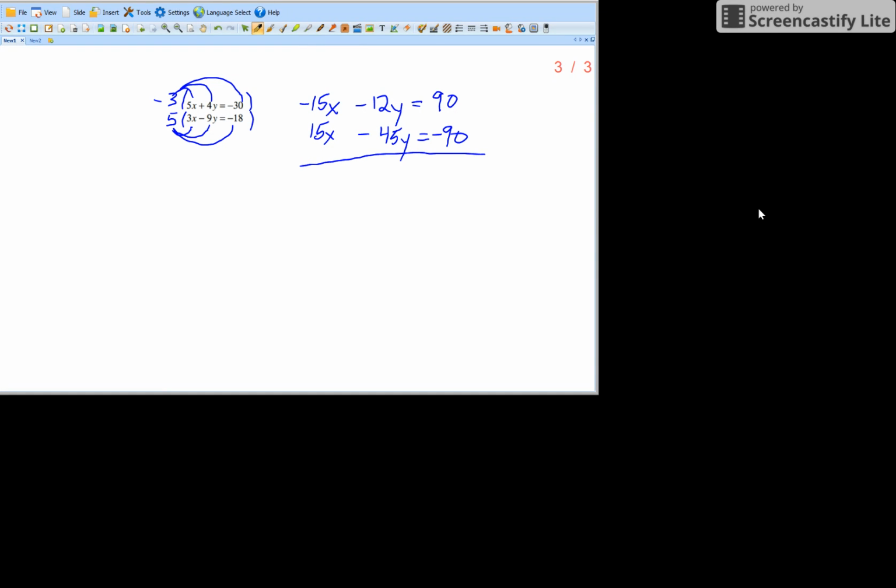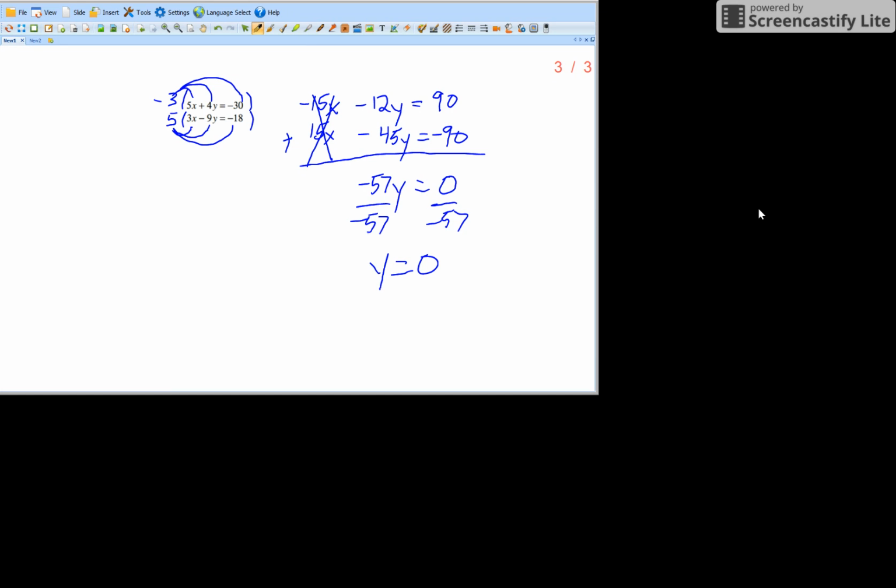Now we're ready to combine and eliminate these two equations. We're going to combine them to eliminate the x values. So we add these two equations together. Negative 15x and positive 15x will cancel out and go away. Negative 12y and negative 45y will add together to be negative 57y. Positive 90 and negative 90 will add together to be 0. Divide each side by negative 57, and I get y equals 0.